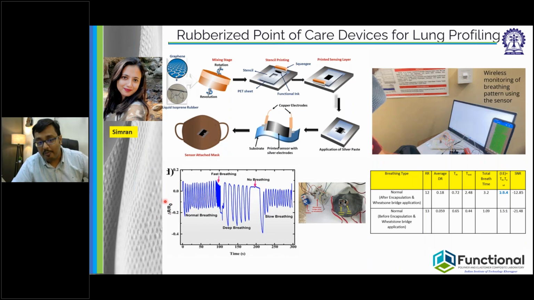And at the end, what we are measuring is again the relative resistance change, but where we are connecting it to the normal breathing pattern. And similarly, it can work. You can see that this material can also be checked for the fast breathing pattern.